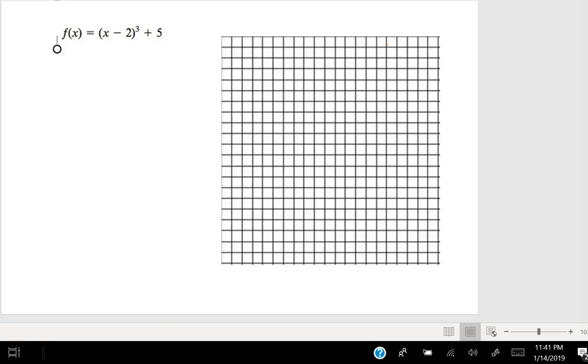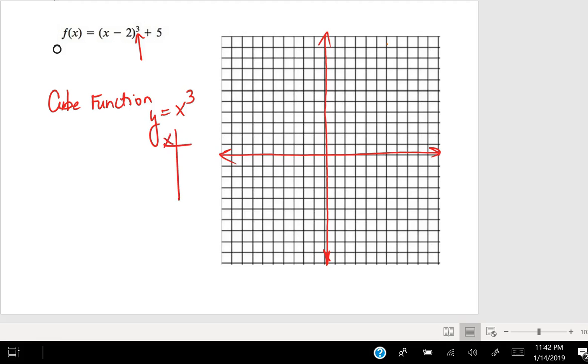Our next function has an exponent of 3. Well, that's a giveaway. That means we're going to have the cube function as our basic function. So let's sketch that in. If you're having a problem sketching the basic functions, make yourself a little table. And then sketch in those points. And these are the 3 I use for the cube function. And then I can sketch in my basic function. Okay? Now, let's see how it's transformed.